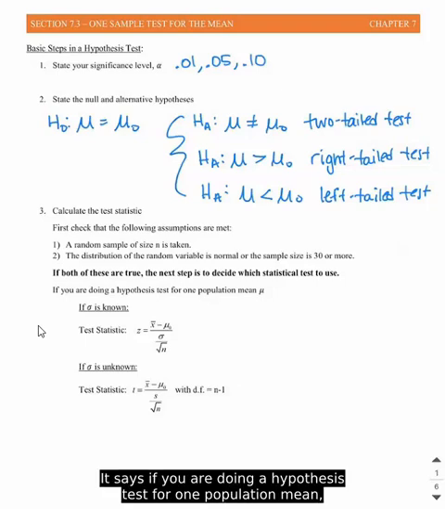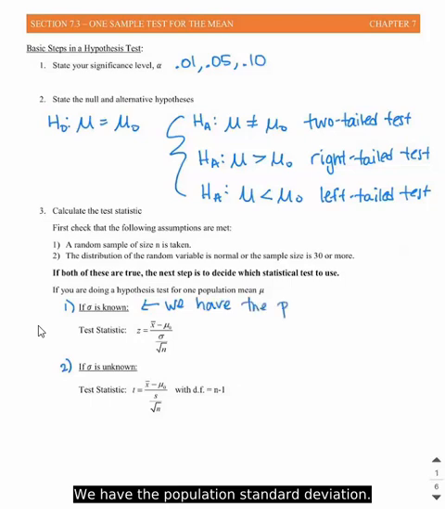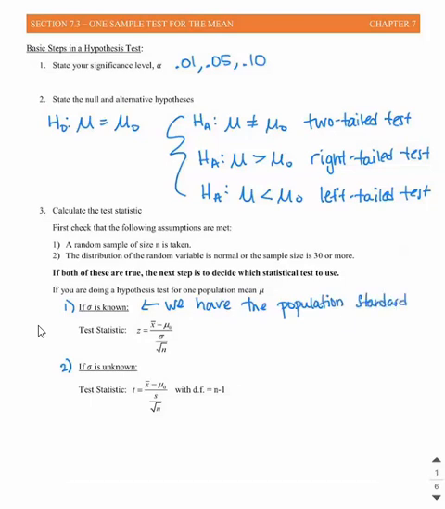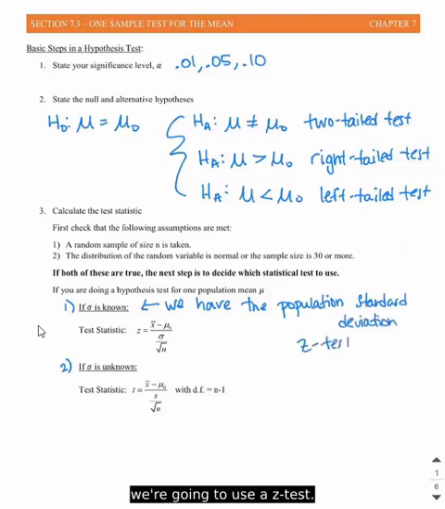So it says if you are doing a hypothesis test for one population mean, then it's either the first case or the second case. If you know the population standard deviation, we are going to use a Z test. And you can see our formula.